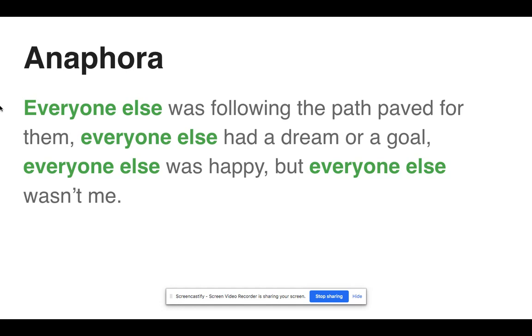So in this sentence, the phrase being repeated at the beginning is everyone else, everyone else, everyone else. And what makes it so powerful is that when you get to the end, you see the contrast of, but everyone else wasn't me. The power here comes from showing that this person feels very, very different. They feel like they don't belong in some way because everyone else is doing something, but that everyone else wasn't me. So the anaphora here is helping to emphasize that difference.